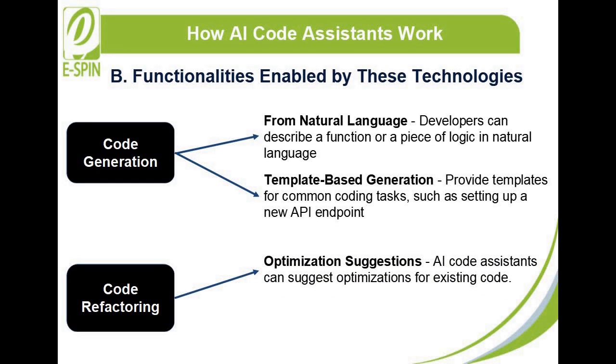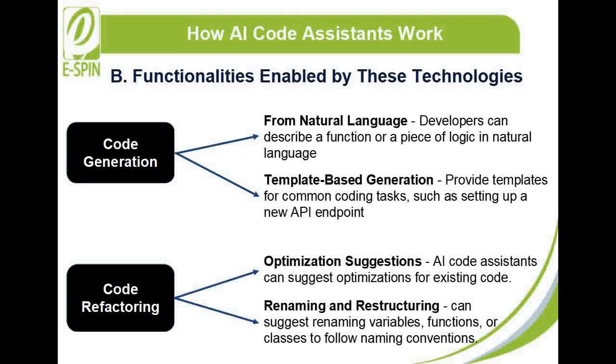Optimization suggestions. AI code assistants can suggest optimizations for existing code, such as improving loop efficiency, reducing complexity, or enhancing readability. Renaming and restructuring. The AI code assistant can suggest renaming variables, functions, or classes to follow naming conventions and improve code clarity. It can also recommend restructuring code to adhere to best practices.